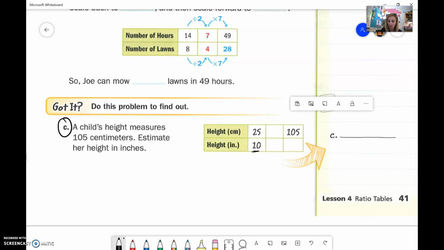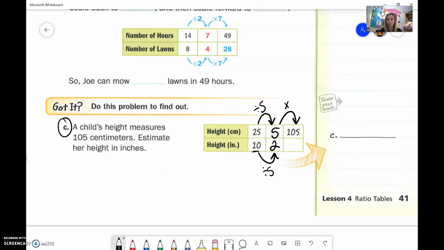So I need to figure out, if I'm starting at 25, how am I going to get to here? What can I do with that number to get to here that's going to help me when I get from here to here? When I look at these two numbers, I know I could start off dividing by 5 just to see what happens. So 25 divided by 5, I get 5. 10 divided by 5, I get 2. Now, how do I get from 5 to 105?